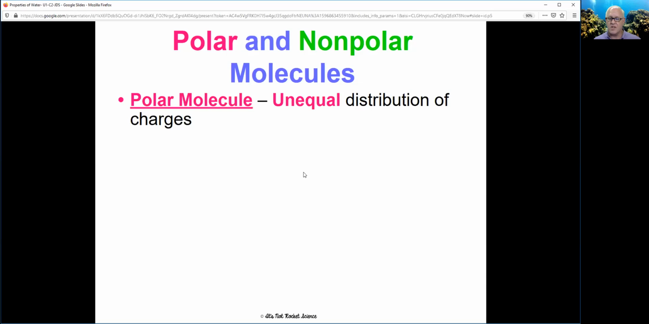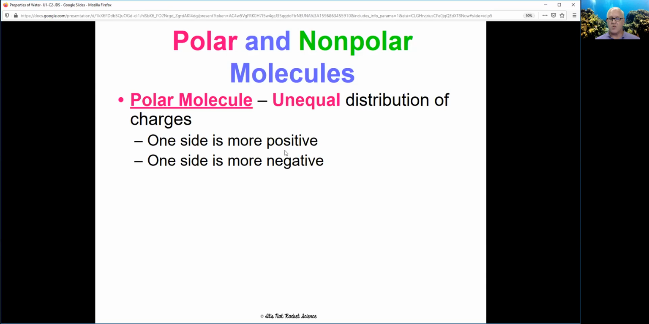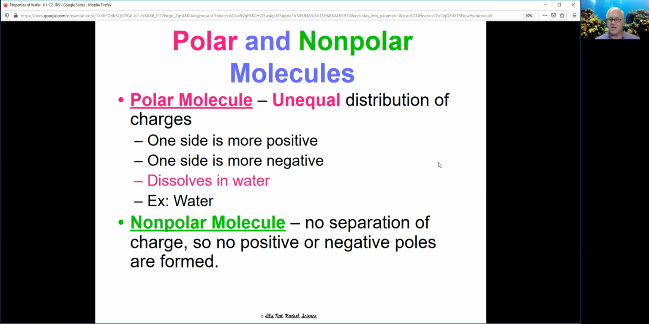A polar molecule is the unequal distribution of charges. One side is more positive, one side is more negative. Polar molecules can dissolve in water. Nonpolar molecules have no separation of charge, so no positive or negative poles are formed. They do not dissolve in water.